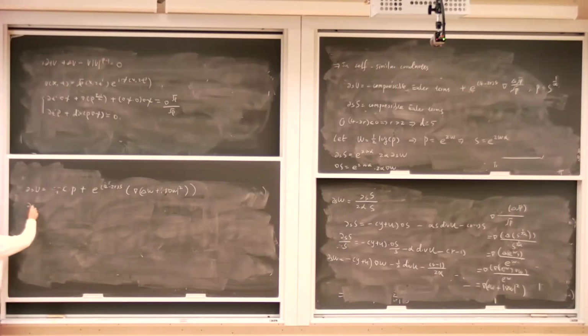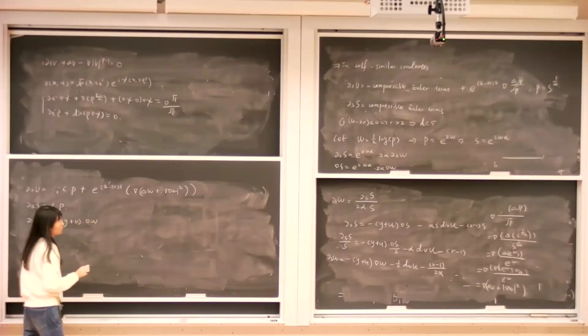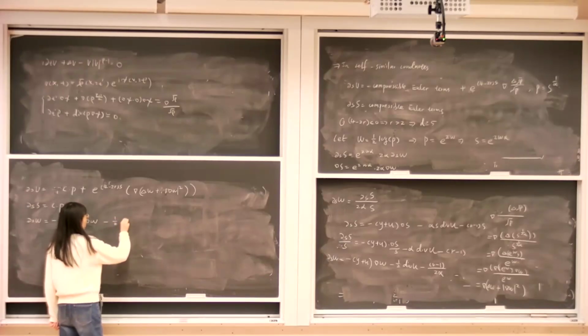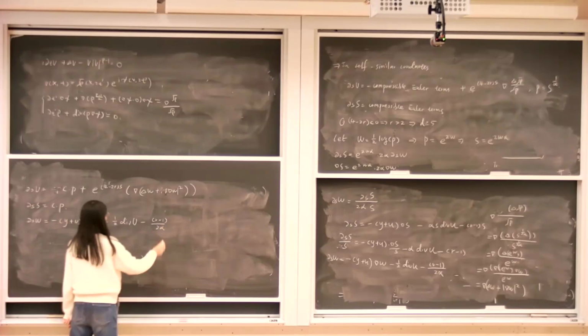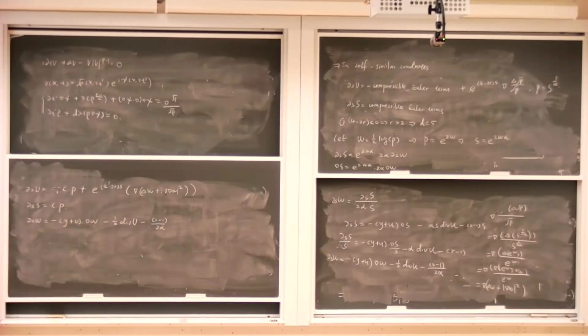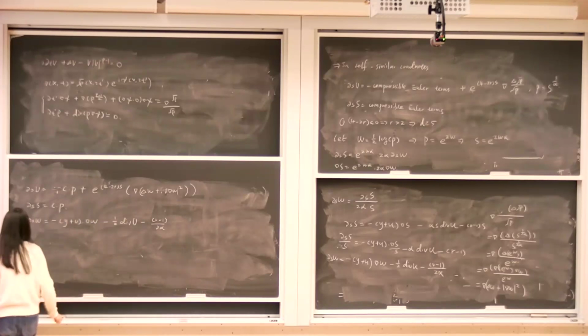And the partial SS is just compressible Euler. And partial SW, this is what we want, is negative y plus u dot gradient w minus 1/2 divergence u minus r minus 1 over 2r. So those are the extra terms, and the goal is to use these extra terms to eliminate all those higher order terms in here.